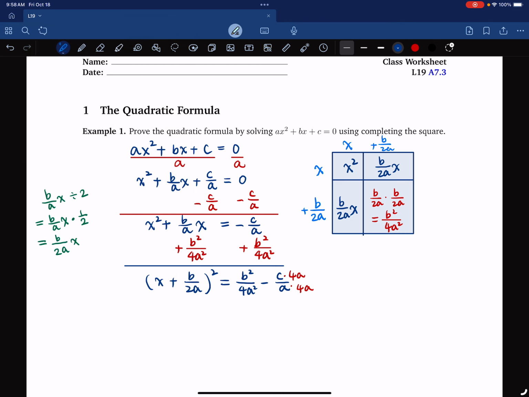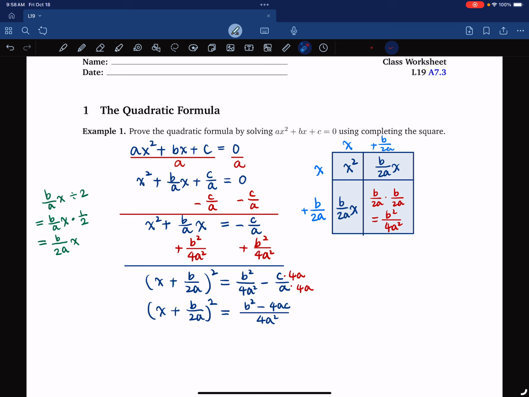Let me write down the right hand side again. So x plus b over 2a, squared, equals, so over here the denominator is 4a squared for both of them, and then I'm going to combine the numerator. It will be b squared minus 4ac. 4ac comes from this part right here, c times 4a.